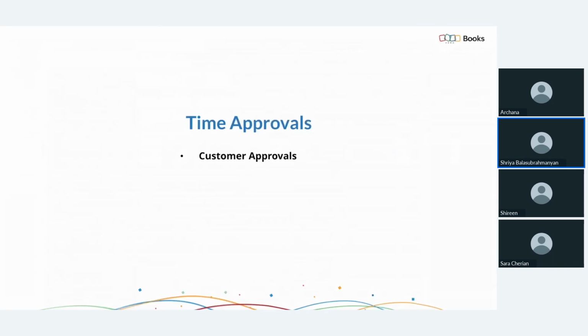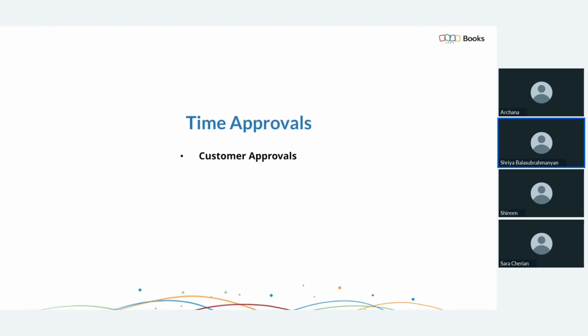The second type of approval is the customer approval. Customer approval allows you to get your time entries verified and approved by the clients you're working for. This would let the clients know the total number of hours you worked for them. Let's see how to create a client approval and submit it.